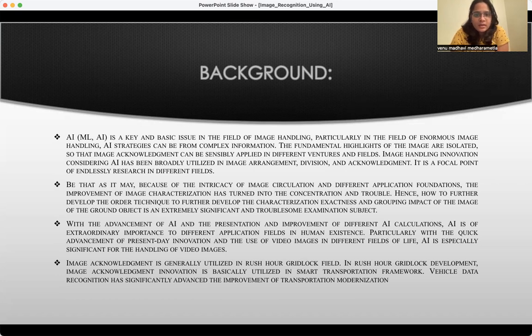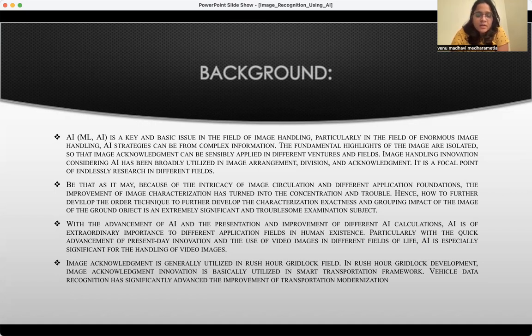Usually AI and machine learning is a key and basic issue in the field of image handling, particularly in the field of enormous image handling. AI strategies can extract from complex information the fundamental highlights of the image, so that image acknowledgement can be sensibly applied in different ventures and fields. Image handling innovation, considering AI, has been broadly utilized in image arrangement, division, and acknowledgement. It is a focal point of endless research in different fields.